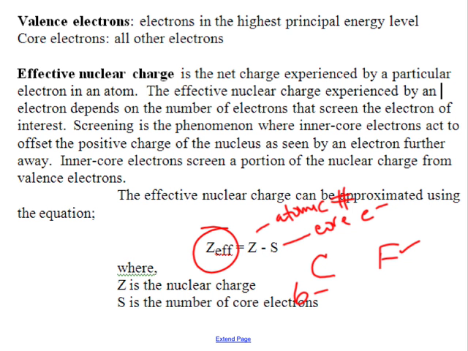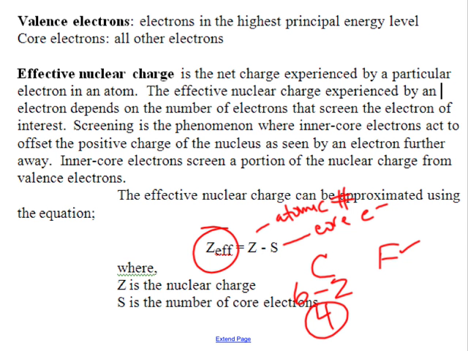6. Now, the core electrons are the electrons on lower energy levels than the valence. So you're ignoring the s and p on level 2. So how many core electrons are there? 2. So carbon has a Z effective of 4. That's a meaningless number unless I have something to compare it to. Let's compare it to fluorine.